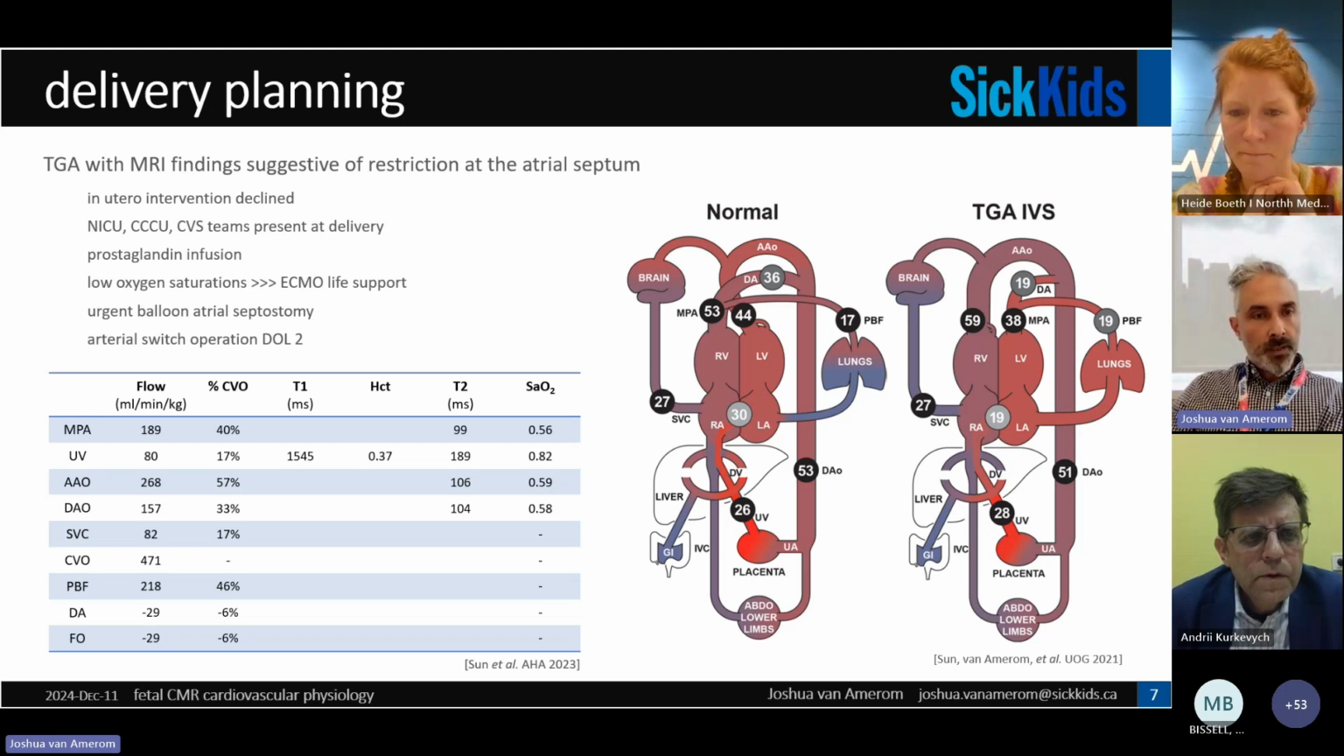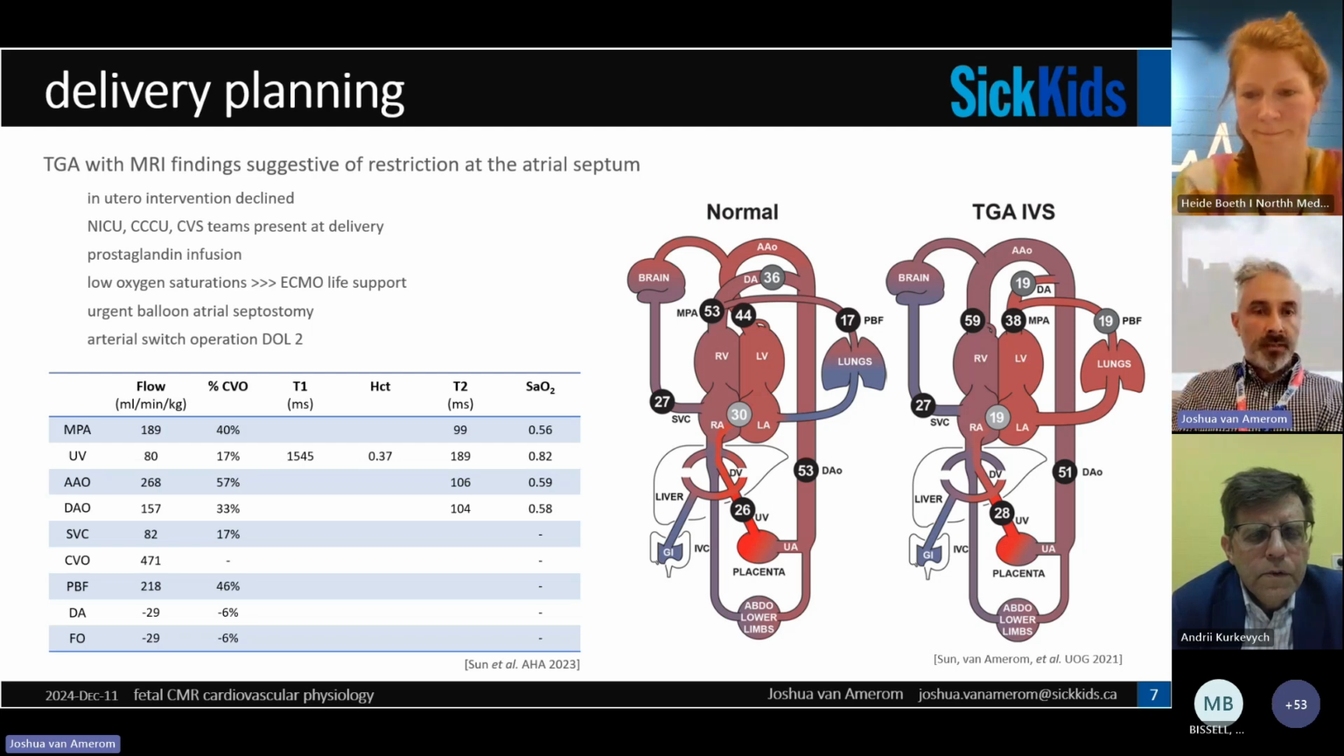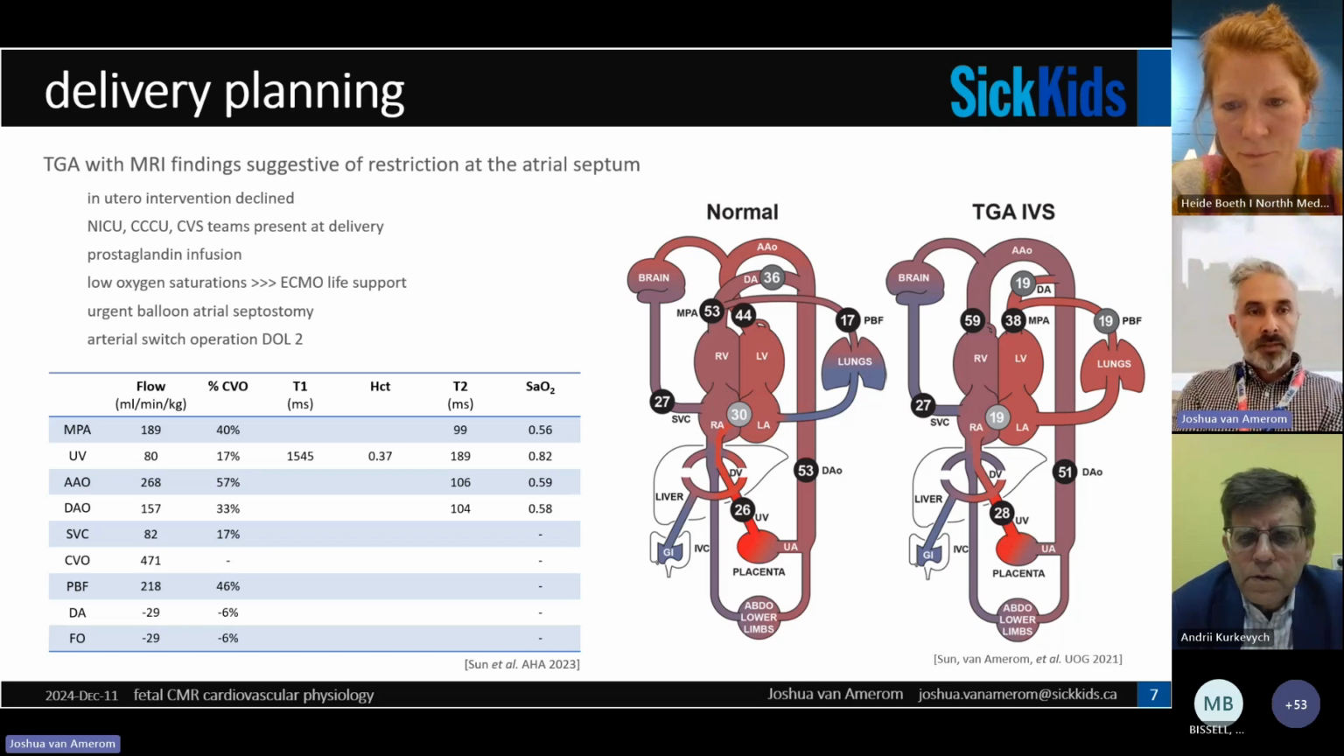And the other thing that was happening is you do still have higher saturation on the left side typically than the right in the TGA case. However, in this one it is higher on the right side, a little bit. But all of these things seem to indicate that there's a restriction at the atrial septum, which would suggest doing some sort of intervention.